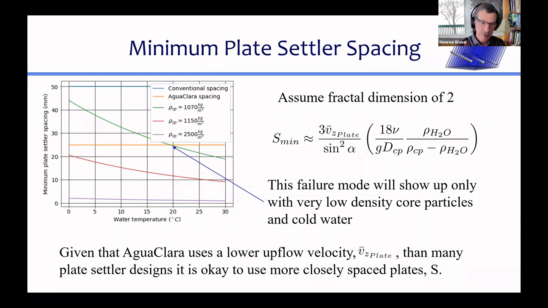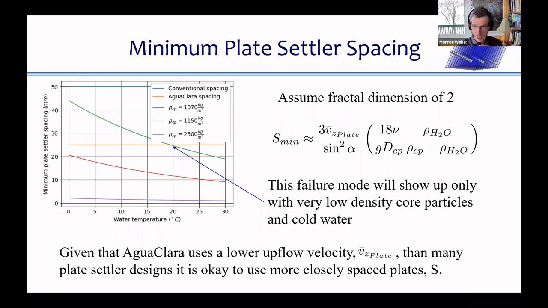So this is a plot showing different plate spacing, minimum plate settler spacing in millimeters. And it's a function of temperature. Temperature ends up being so important in the design of water treatment plants. And of course you have to design for whatever the critical temperature is. And for sedimentation and flocculation, the critical temperature is the coldest one you're going to have to deal with.